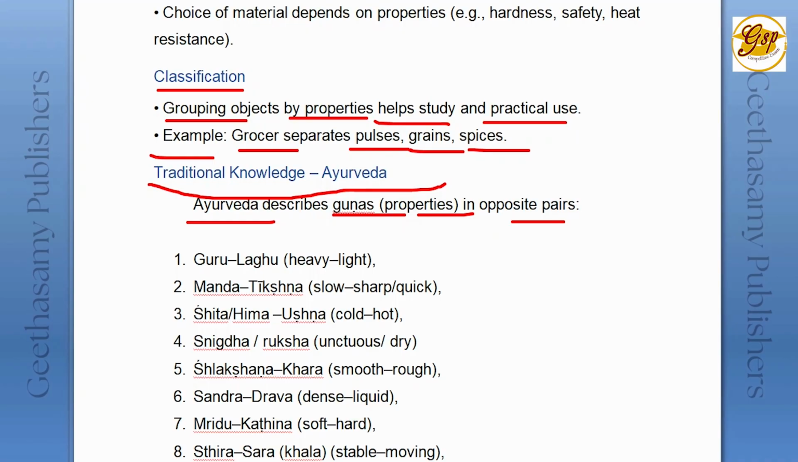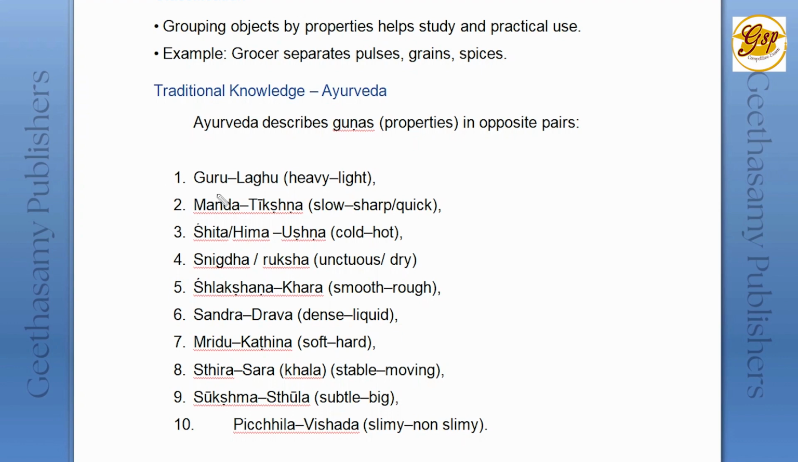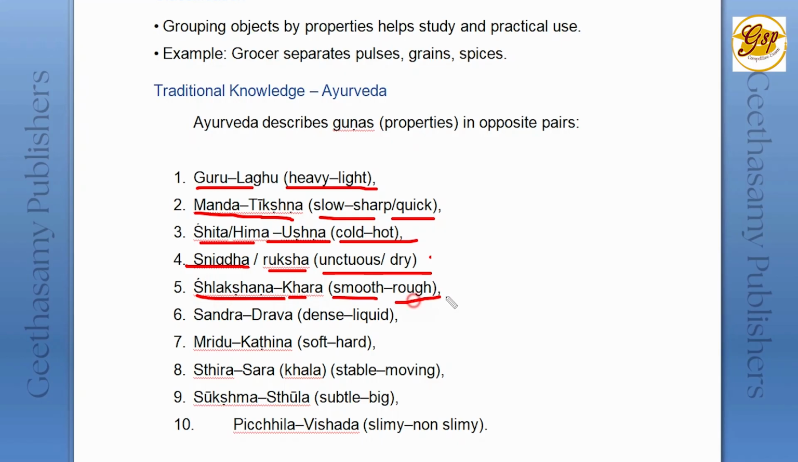Most of them look like they are Sanskrit or Hindi, but go through it. Guru and Laghu, that is heavy, light. Then Manda and Tikshna, slow and sharp, quick. Shita and Ushna, that is cold, hot. Snigdha and Ruksha, that is unctuous and dry. Then Slakshna and Khara, that is smooth and rough.